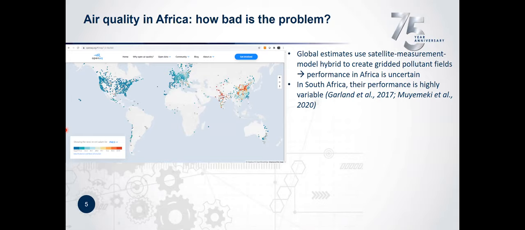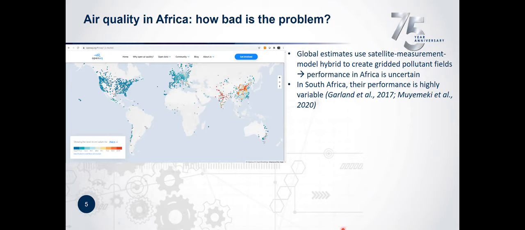We have very little information about air quality across the continent. However, we do still have estimates of its impact, and global estimates use a hybrid using satellite information, measurements, and models to create a gridded pollution field.